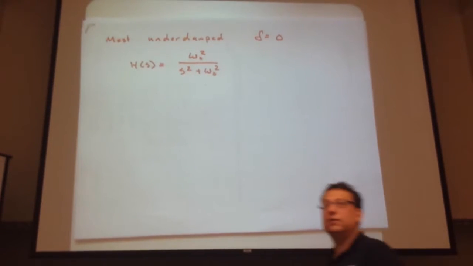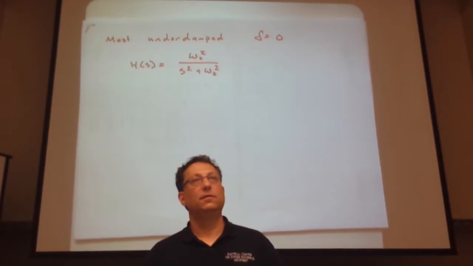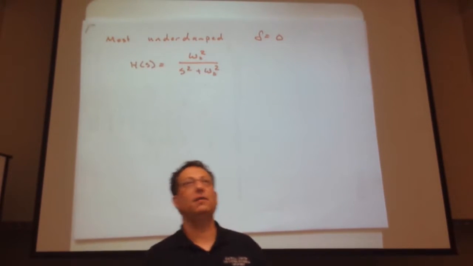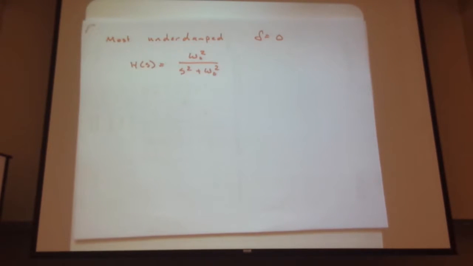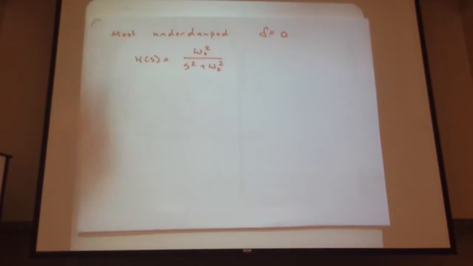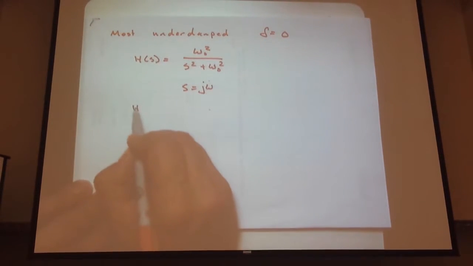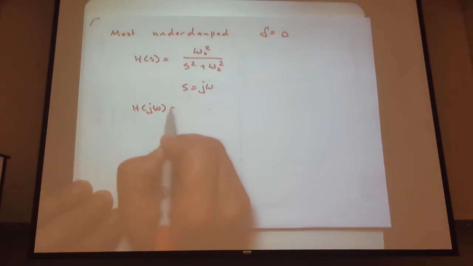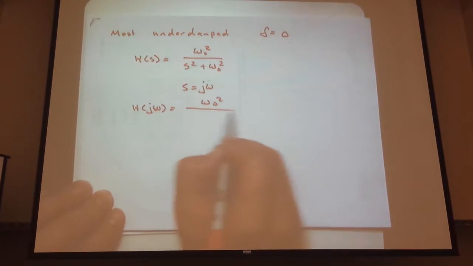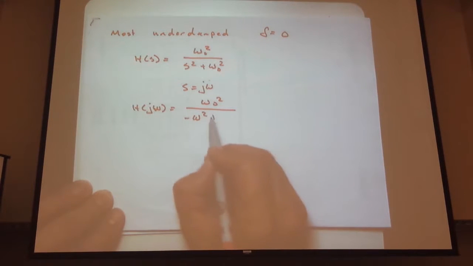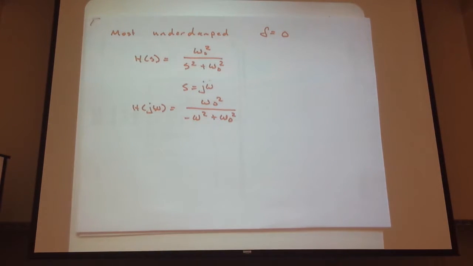Can you build something like this? Yeah, kind of, you can. We'll look at that in a second. If we think about this for a moment, well, S equals j omega, as you've said all along, so we can plug in H of j omega equals omega naught squared over minus omega squared plus omega naught squared. Ignoring omega naught for a moment, let's look at this from a phase point of view.